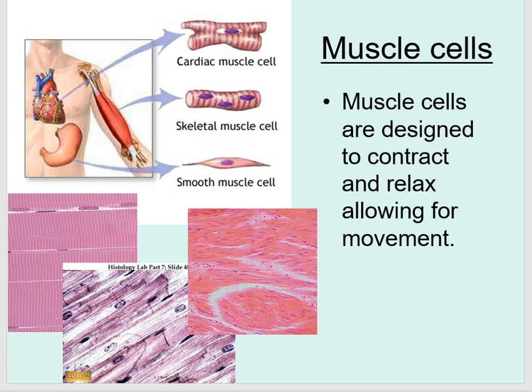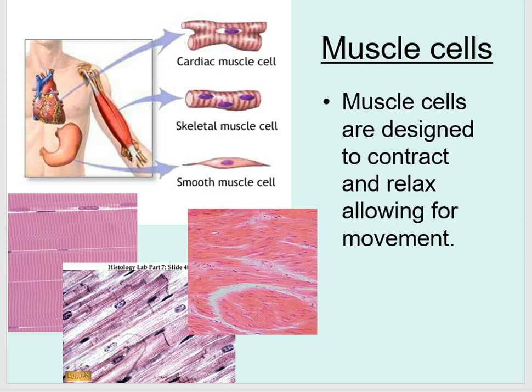Here are a few examples of cells that are differentiating differently based on the signals they're receiving from the environment. So muscle cells can be found in many different ways. You can have cardiac muscle, skeletal muscle, or smooth muscle cells. Cardiac muscle and skeletal muscles both have striations, but one of them has multinucleated cells, while cardiac muscle has nuclei that are more sparse within the cells. They are all designed to contract and relax, allowing for their movement.